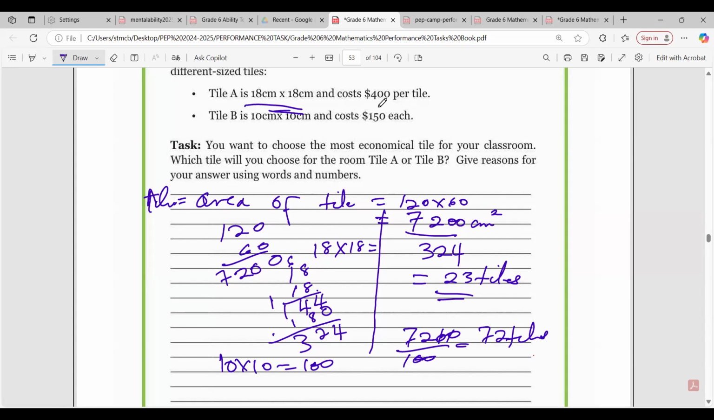So now that we know how many tiles are needed, we can actually multiply these numbers by the individual cost. So it's going to be 23 times 400 for the big one. Let me see if I can go down so you can have some space. But we are close to finishing now, guys. You guys must be tired.